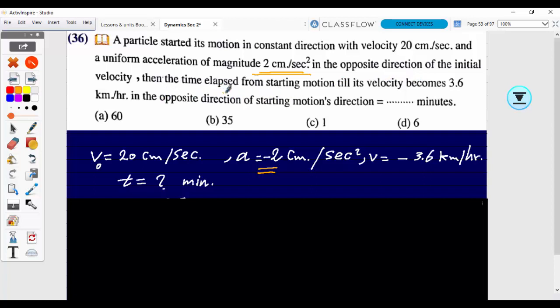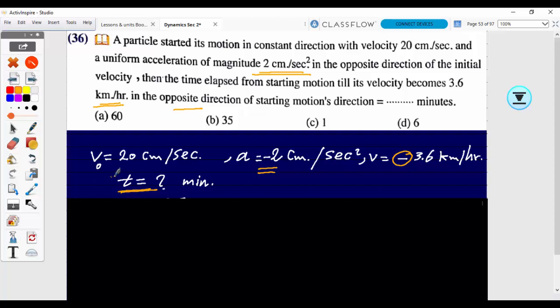Then the time elapsed from starting motion till its velocity becomes 3.6 kilometers per hour in the opposite direction also. So v equals negative 3.6 kilometers per hour in the opposite direction of starting motion's direction equals how many minutes? 60, 35, 1 or 6. So the required here is to find the time t.